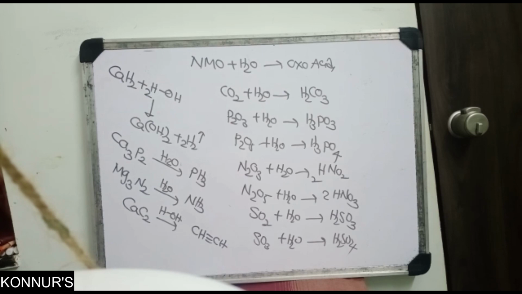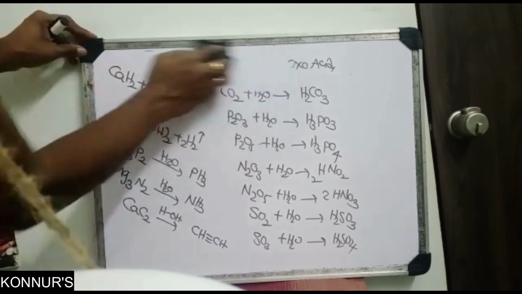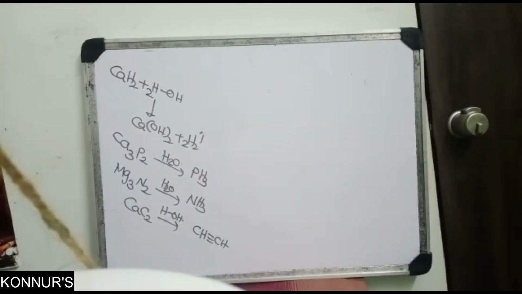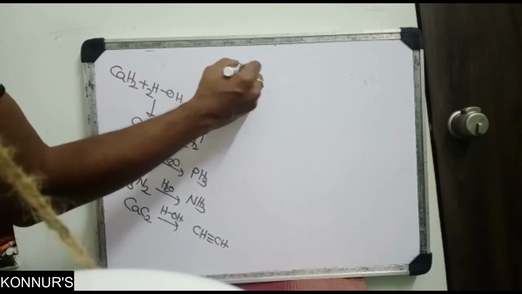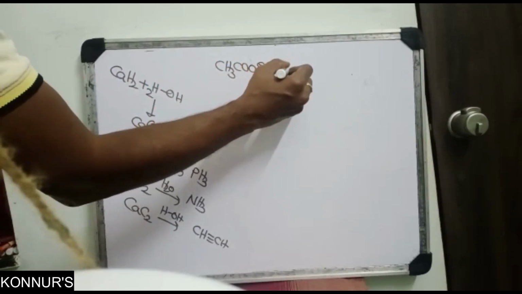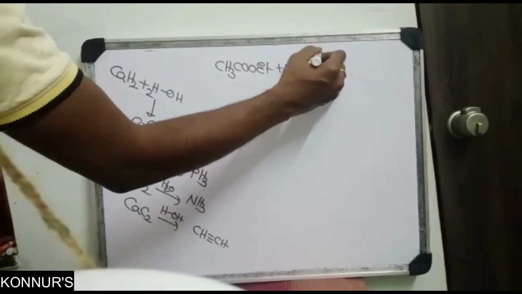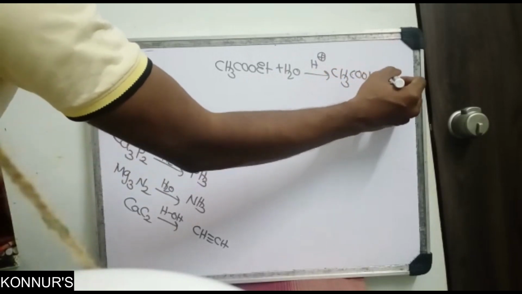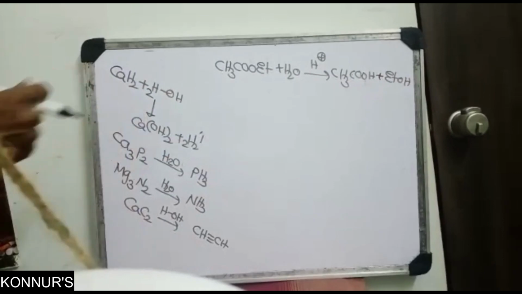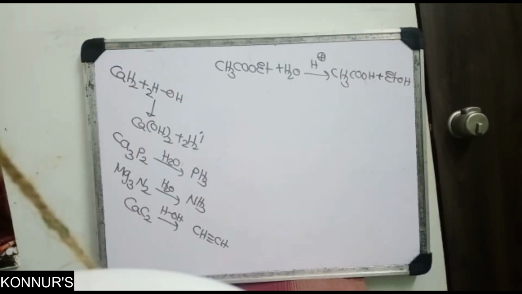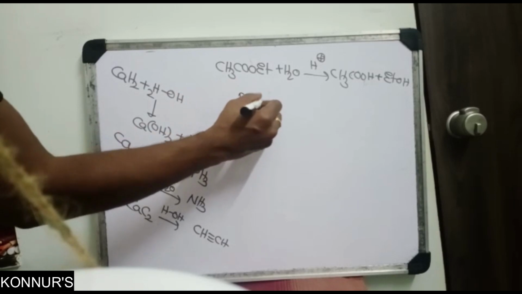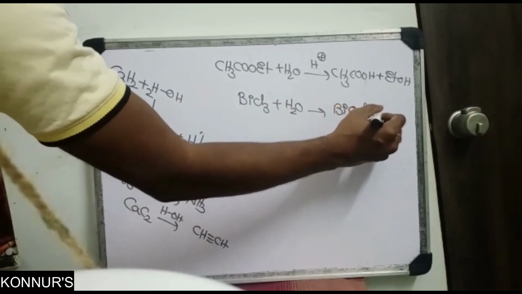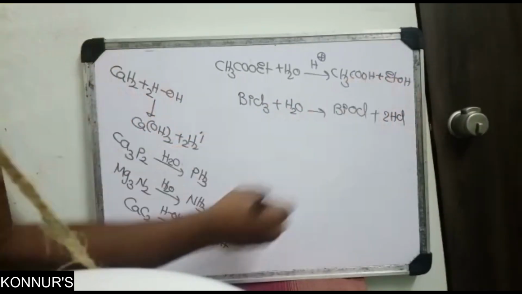Next, hydrolysis means the compound is reactive with water. Ester hydrolysis: CH3COOEt plus water, in acidic or basic medium, gives CH3COOH plus EtOH, ethyl alcohol. Bismuth chloride reacts with H2O and you get BiOCl plus 2HCl.